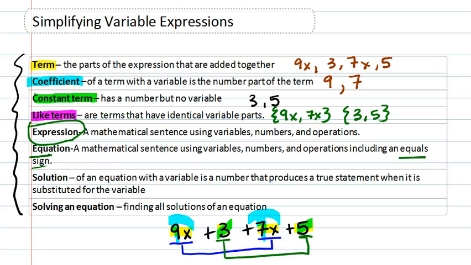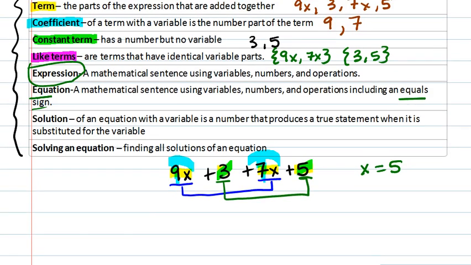The solution of an equation is an answer to what a variable could be. So for instance, if I said x equals 5, that would be a solution to this specific expression or equation. Solving an equation is finding the solutions of the equation, or finding out what x would equal.